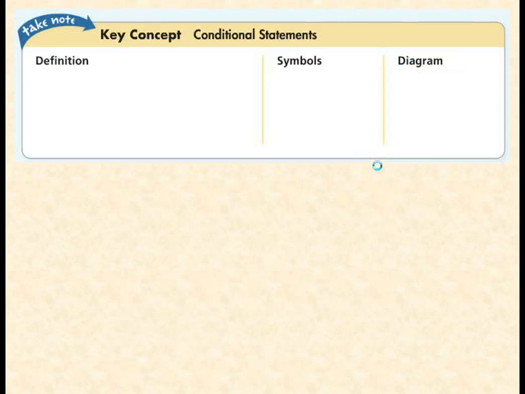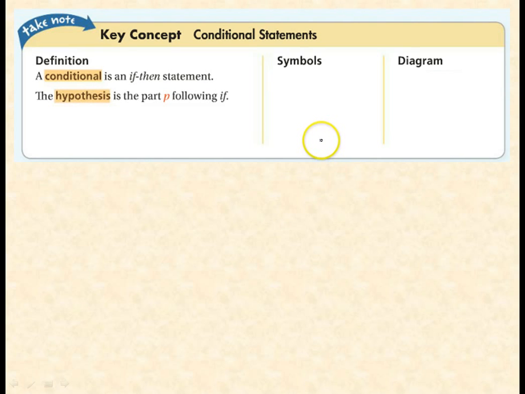So what's a conditional statement? It's an if-then statement. We got a hypothesis, so it's if the hypothesis, then the conclusion. Sometimes we use these symbols, P for the hypothesis and Q for the conclusion. So then we can write P implies Q, or if P then Q.